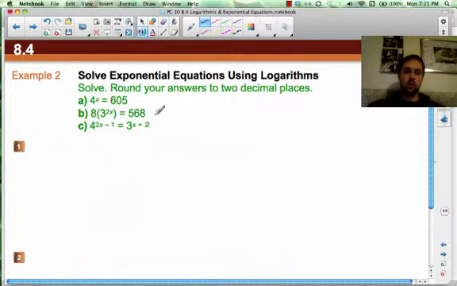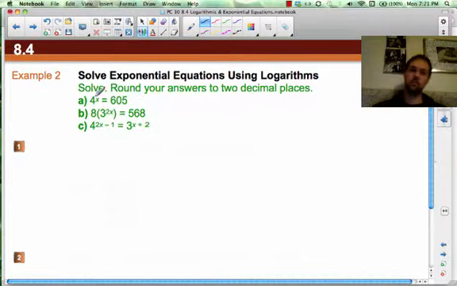Alright, so let's try a few more. A little bit different this time, solving exponential equations using logarithms. So here we start with a. 4 to the power of x equals 605. Now, this one doesn't look simple. It's not one of those really easy ones that we can just do by inspection.